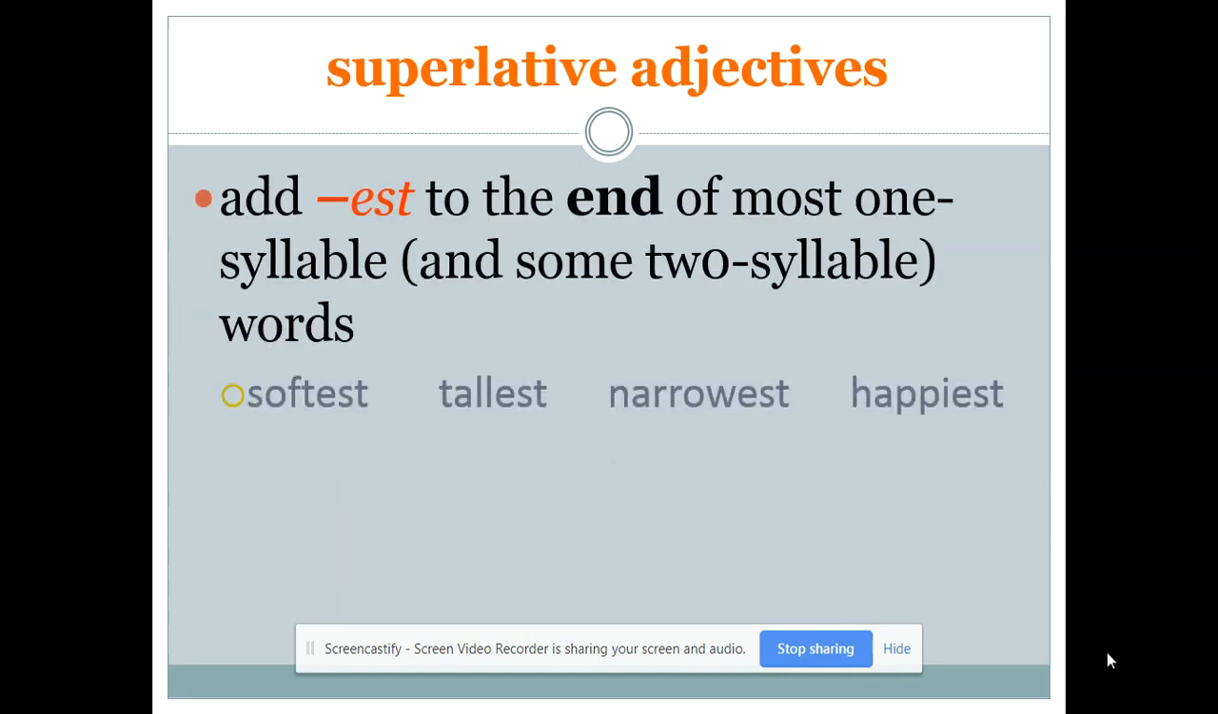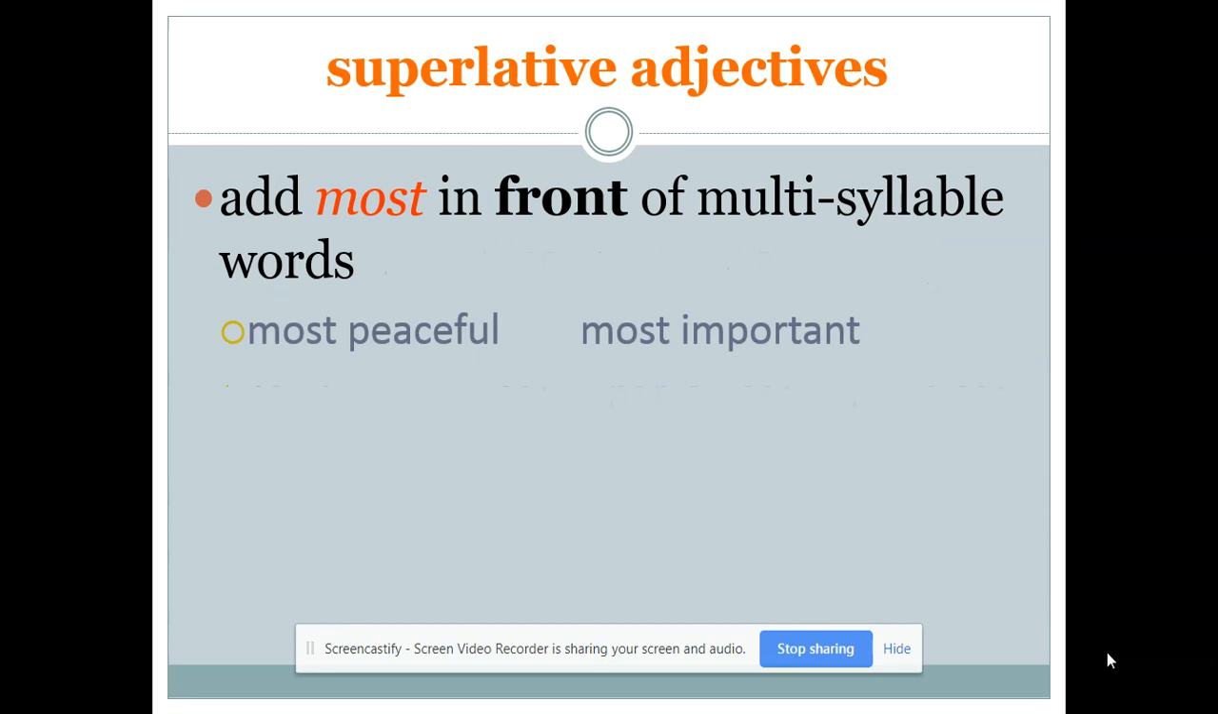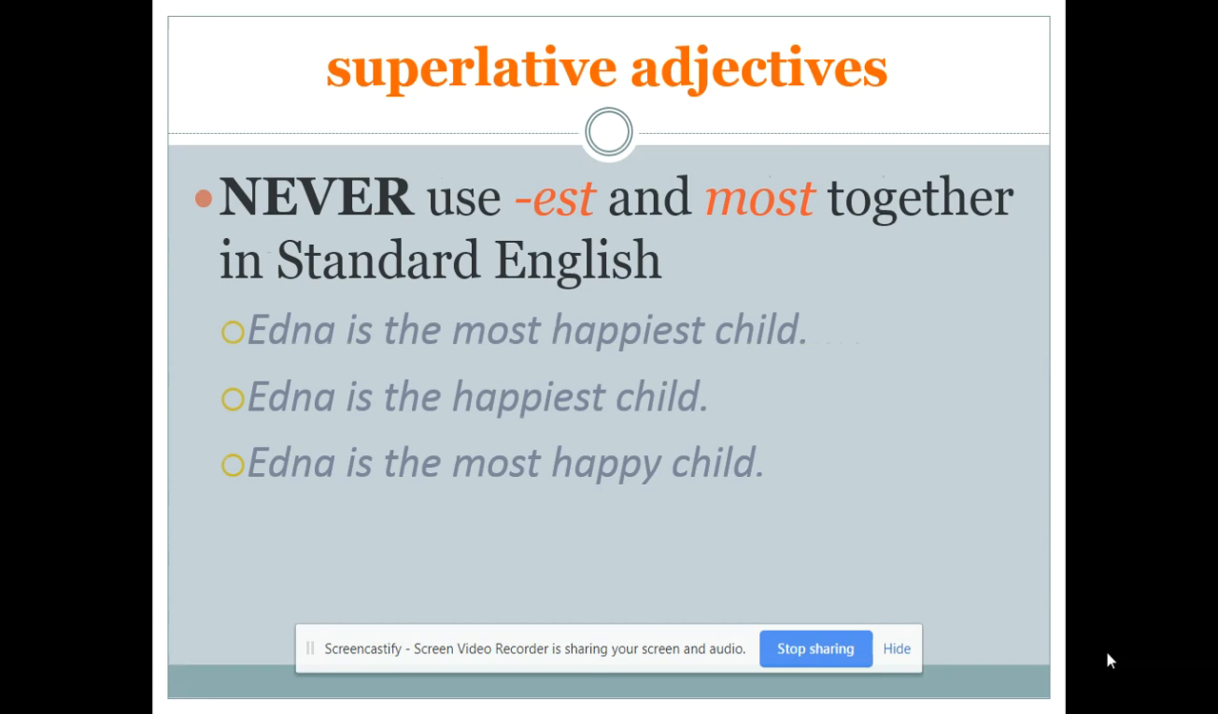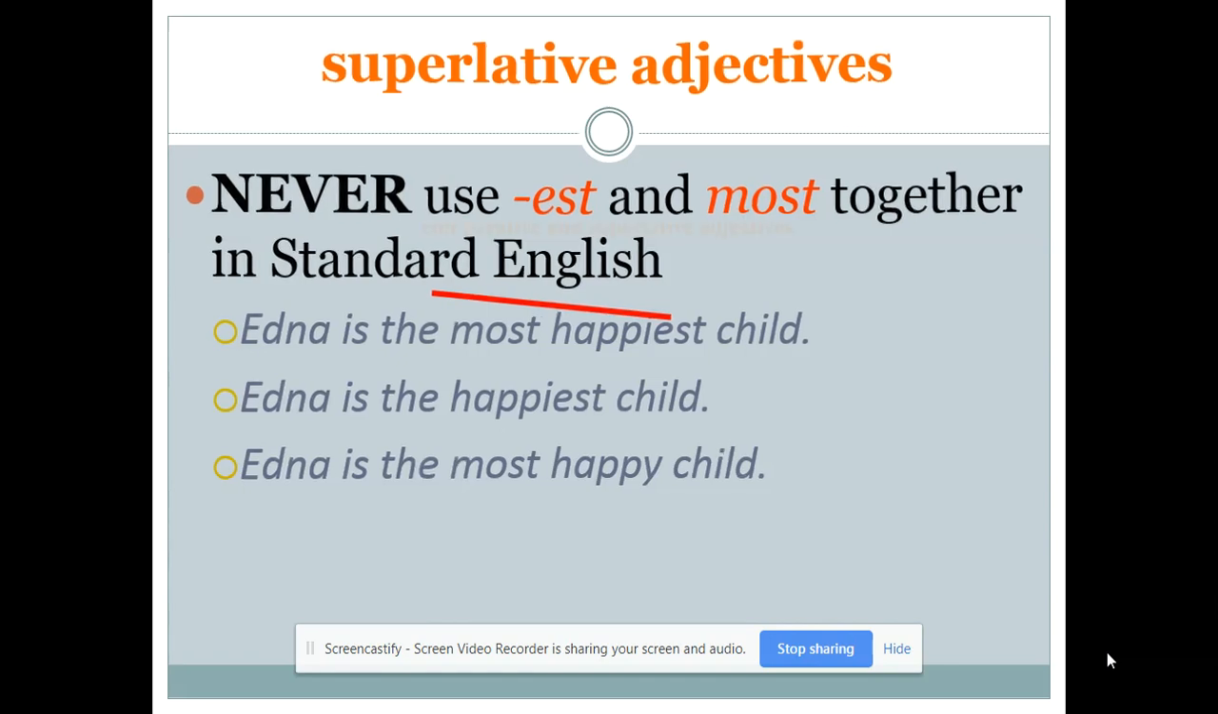So soft becomes softest, tall, tallest, narrow, narrowest, happy, happiest. And longer words, you just add most: most peaceful, most important. "Edna is the most happiest child" would be an example of redundancy. Most and happiest are both expressing the superlative degree, so that's considered bad form. Sorry, the animation didn't work there. That line is supposed to go right through those words. "Edna is the happiest child," or "Edna is the most happy child," would both be acceptable.